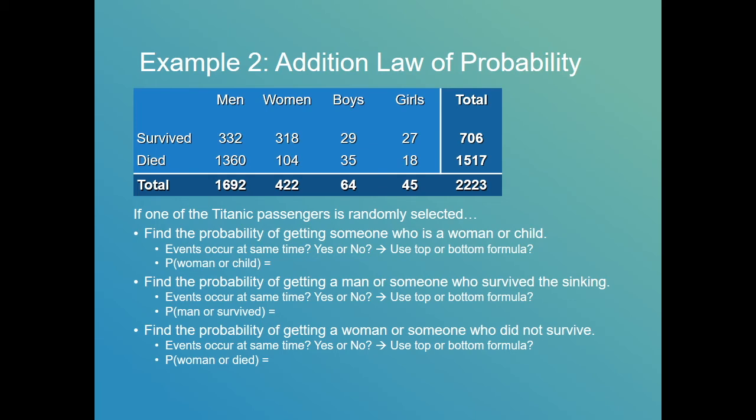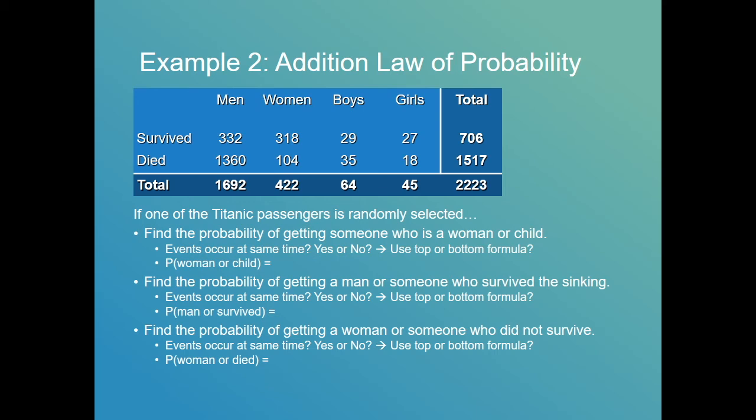So to find the probability of being a man in this sample, you would want to use the total number of men, 1692, divided by the total number in our sample, 2223, plus the number of survived. So we're going to go to the total number of people that survived, which was 706, and divide that by 2223. Then we're going to subtract the probability of being a man and surviving in this total sample. So that would be going and finding the intersection of where survival status and men in our table meet.